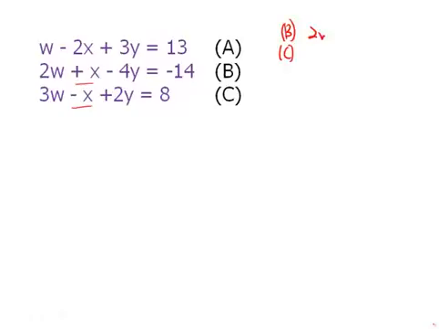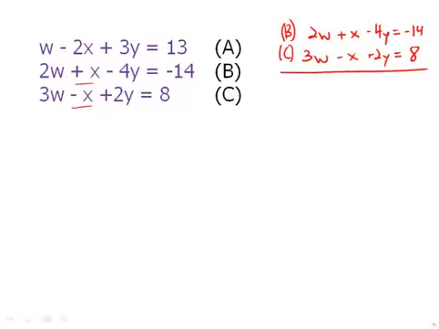B is 2w plus x minus 4y equals negative 14. C is 3w minus x plus 2y equals 8. Add them up, add everything straight down, and we get 5w minus 2y equals negative 6. I'm going to call this equation D. This is now one equation that has two unknowns.